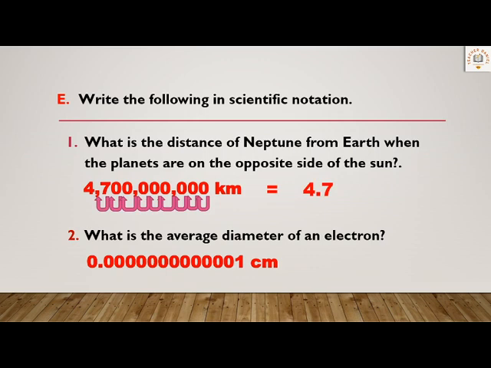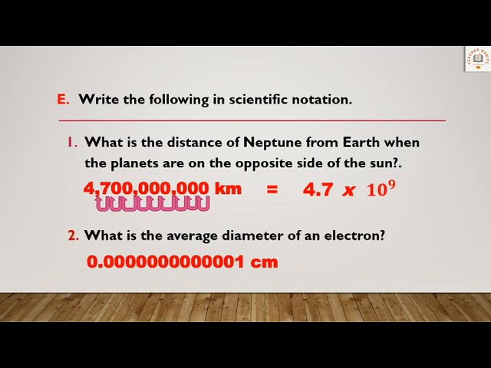So we have 4.7. So para makuha natin yung value ng A, minove natin yung decimal point ng ating given 9 times going to the left. So 4.7 times 10 raised to positive 9. That's the scientific notation. For number 2, our given is what is the average diameter of an electron. The answer is 0.000000000000001 centimeter. So, since this is decimal, expect natin na ang ating exponent ay negative.